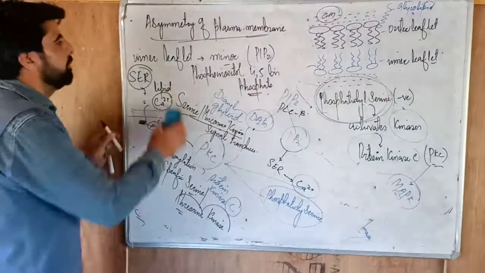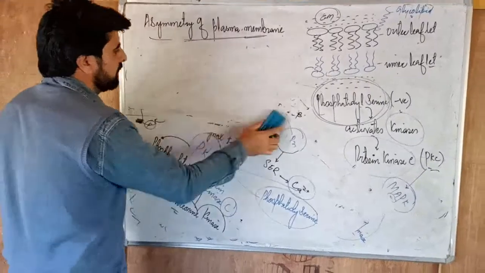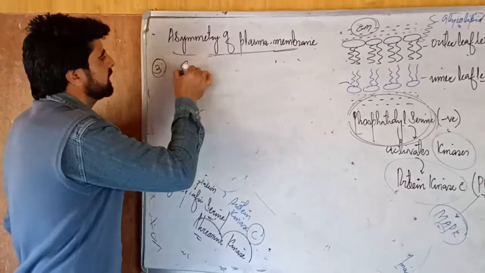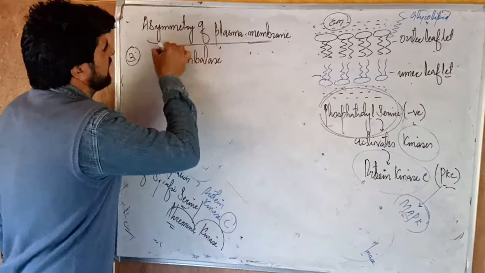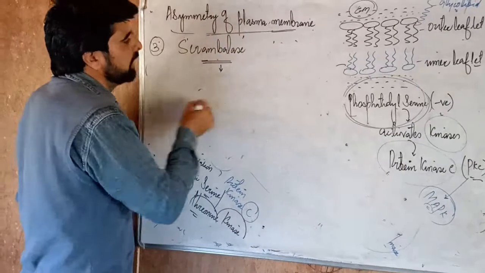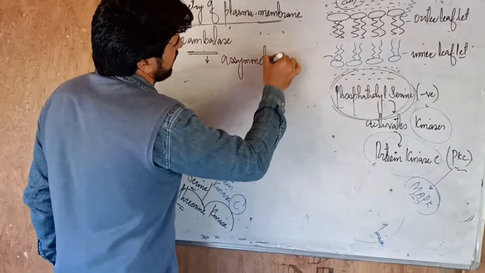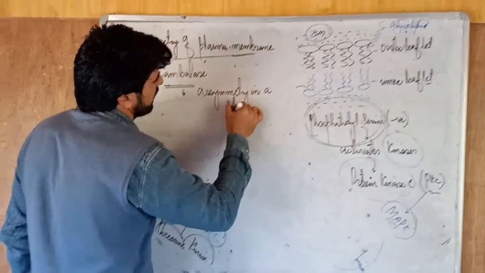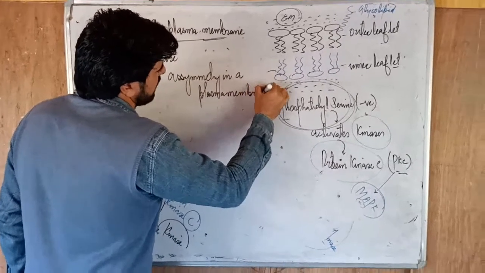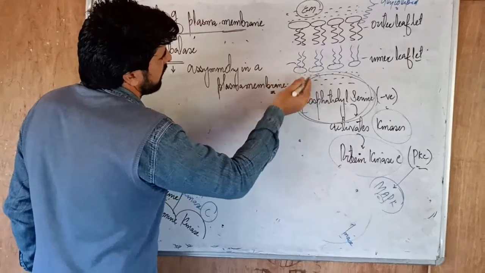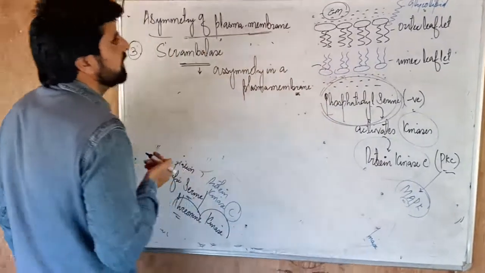One more very important thing is the scramblase. The third one we have is a scramblase. Scramblase is an enzyme, which I told you maintains asymmetry in the plasma membrane. It helps in the movement of phospholipids from the inner leaflet to the outer and from the outer to the inner leaflet, so as to maintain the asymmetry of the plasma membrane.